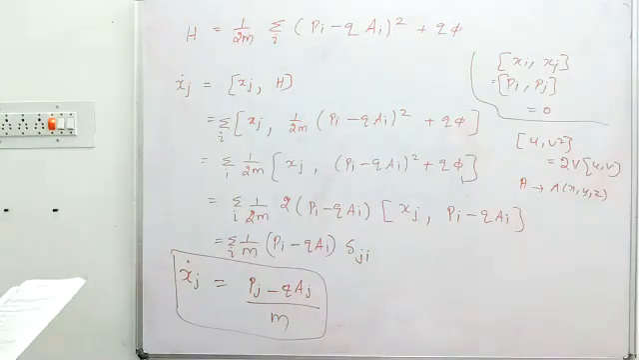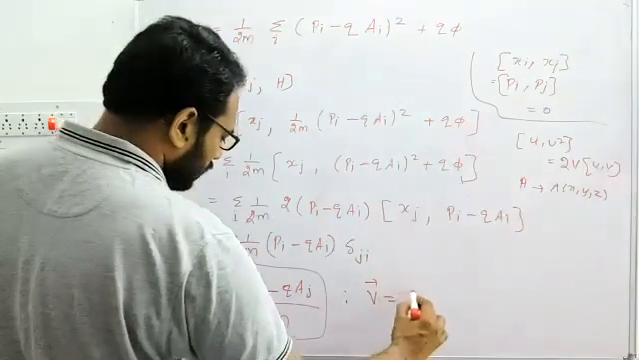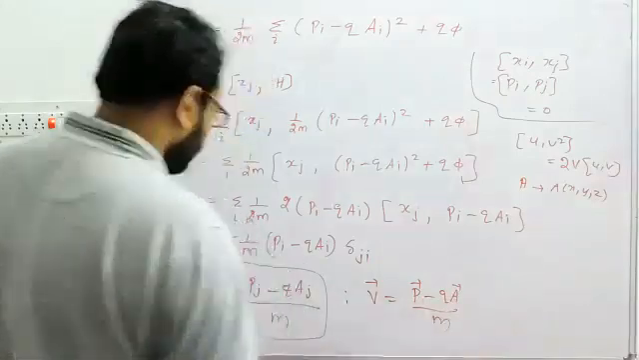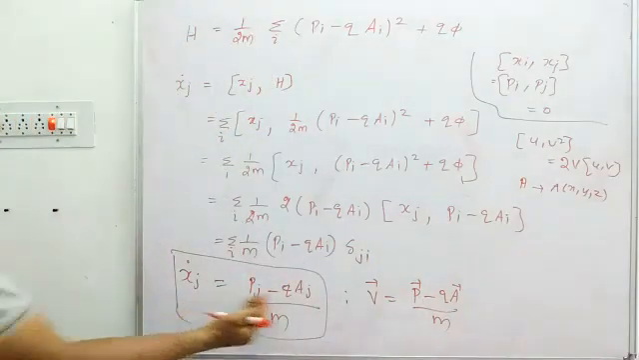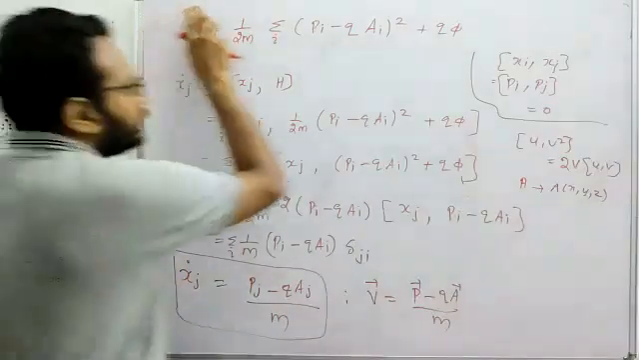So this is enough. I think we can stop at this stage, or we can write the vector v equal to the vector p minus q times the vector A, divided by m, in the vector form. This is the component, and this is the full vector with all the components.